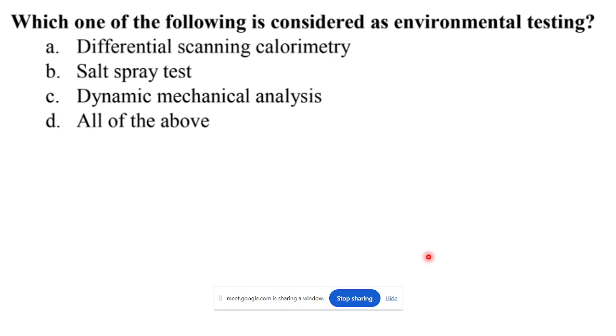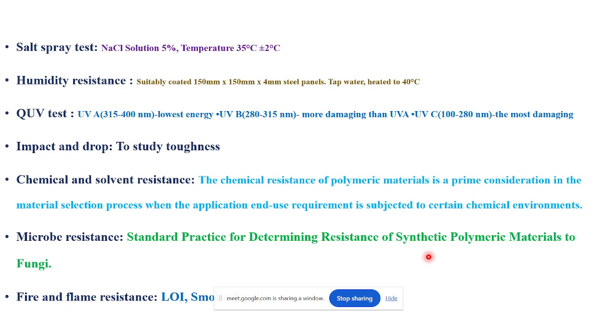So here I have provided a few questions. LOI is the limiting oxygen index. That is the minimum amount of oxygen you need to start the fire.